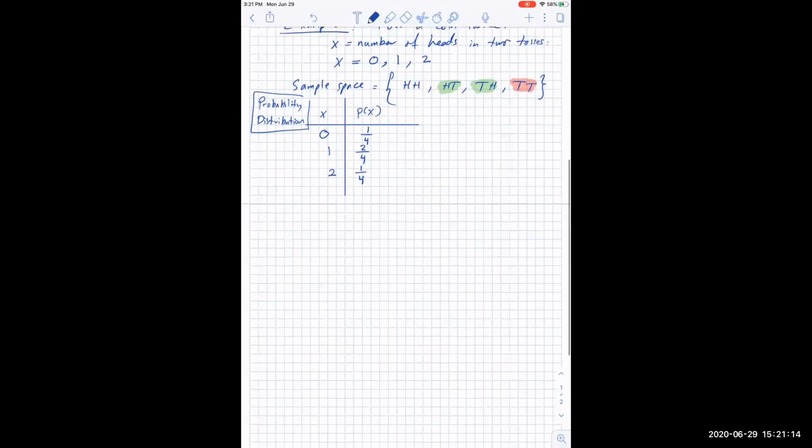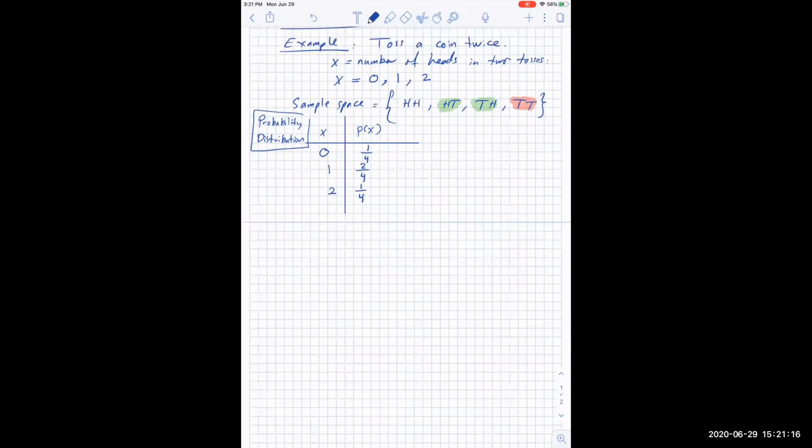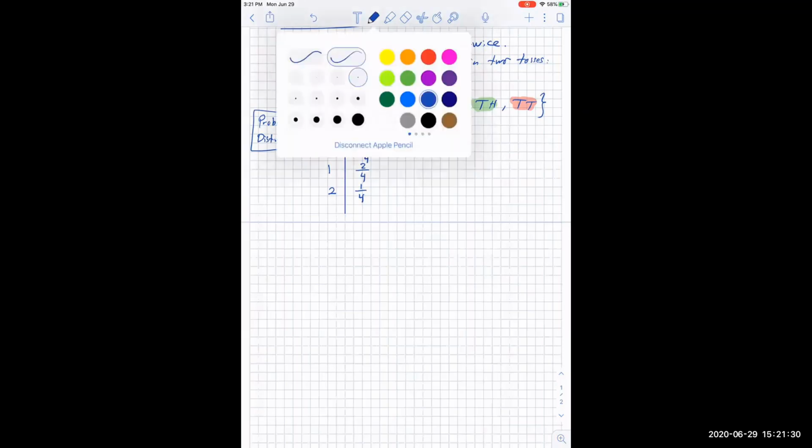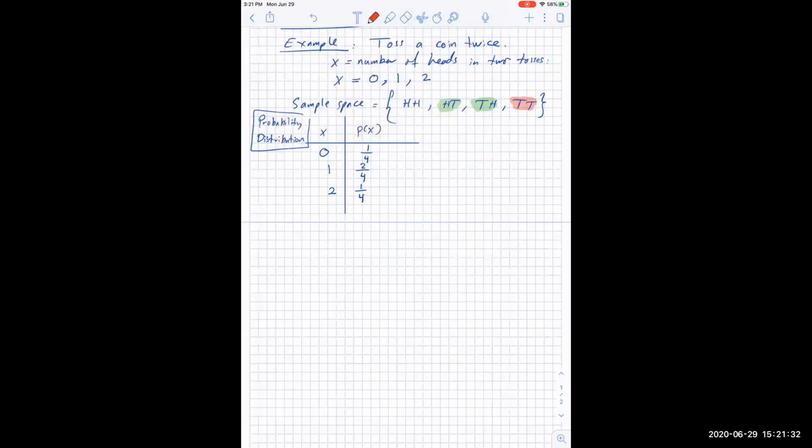X is the number of heads. We want to toss a coin twice and count the number of heads in 2 tosses. When you toss a coin twice, these are the possible outcomes. We have 4 possibilities, right? Only one of them, two tails, is where X is 0.